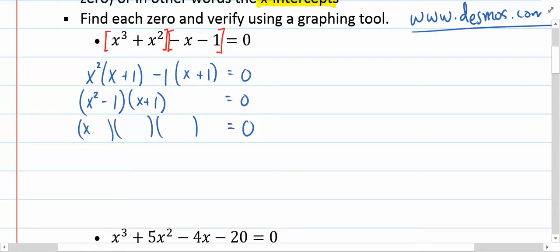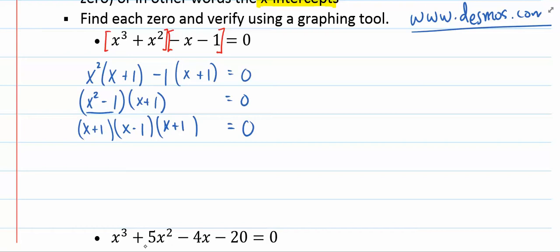And what I'll do is I'll call this x plus 1 times x minus 1. It's these 2 binomials that multiply together to equal this binomial. And we have the x plus 1 again left over. And while this is okay as an answer, I would like you to take it one step further.